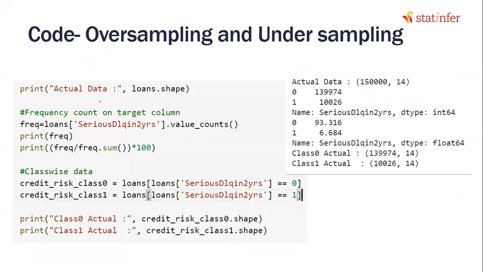Look at this. In the actual data, the number of zeros is 1,39,000. The number of ones is 10,000 only. Roughly 93% are zeros, 93% are good customers. Only 6% or 7% are bad customers. If you give this data as it is, the model will be built, but the model is not good for prediction.